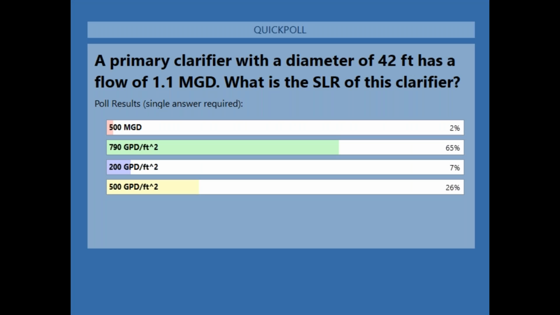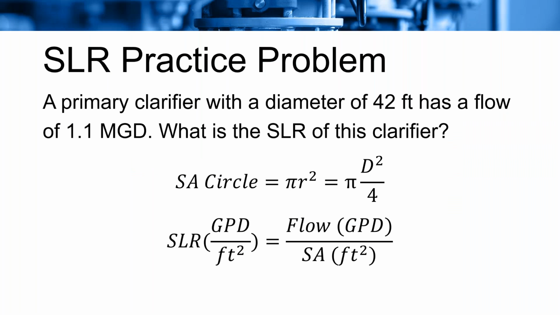There are the results. All right, so it looks like everyone did really well on this one. That is the correct answer, 719 gallons per day per square foot. If you'll notice, the first answer is in million gallons per day. So we know right away that one's not it because of the units. But let's go ahead and I'll show the solution now.